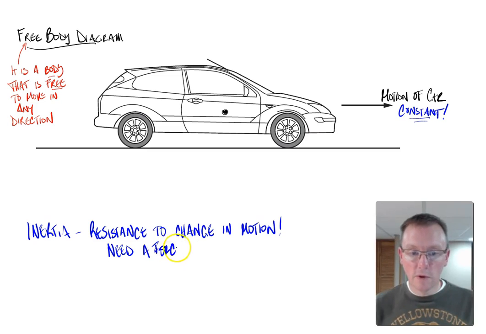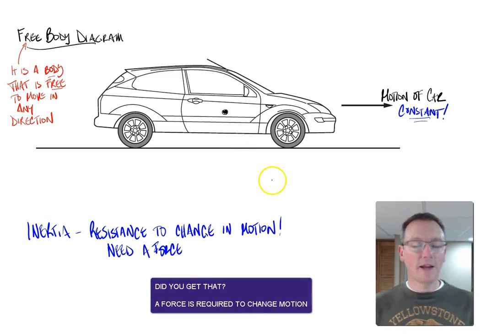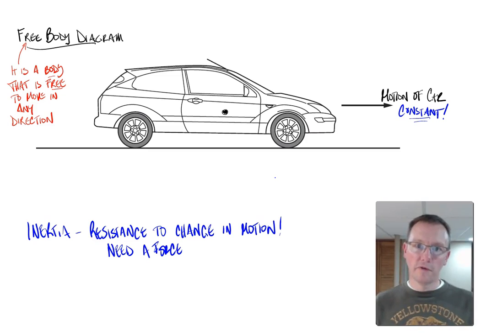And so the question that I would have for you is this. Does that mean, since the motion is constant, that there's no forces acting on this car? Does that make any sense to you at all? That there would be no forces acting on this car? Again, this car is on the surface of a road on the earth, and it's moving forward. Does that make sense? No forces? No, of course not. There must be forces.